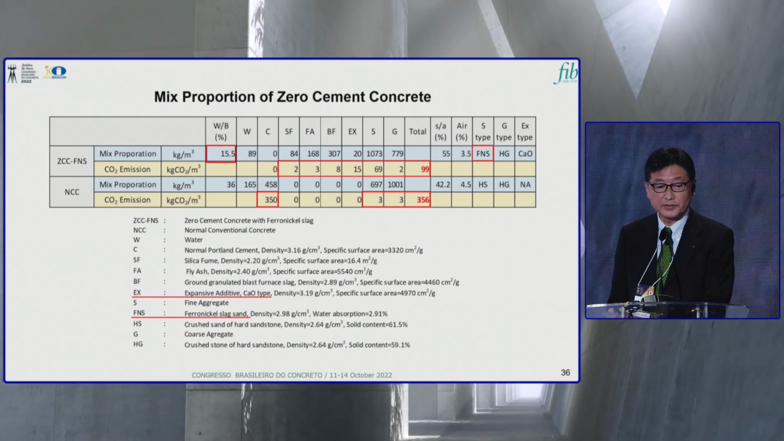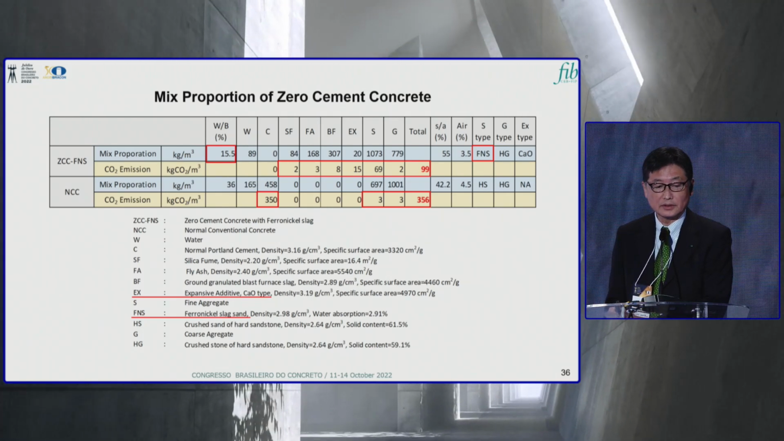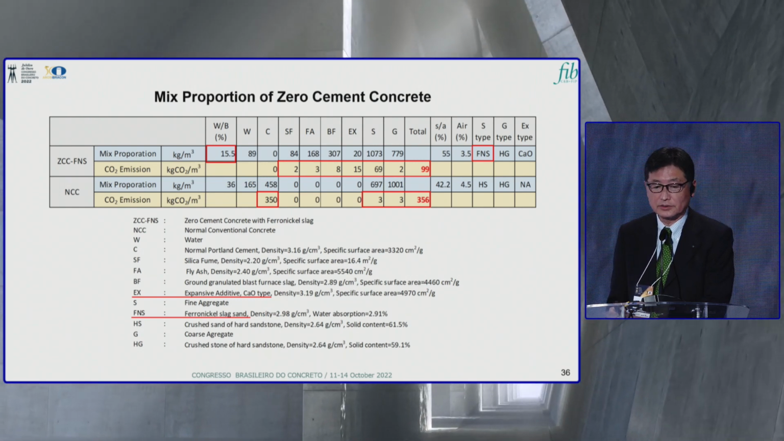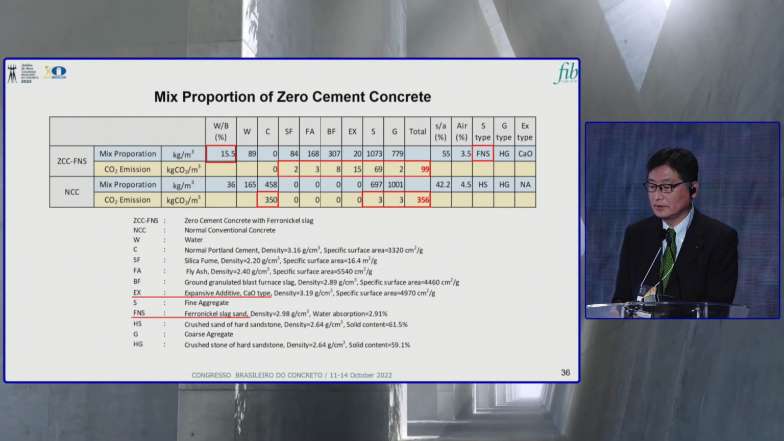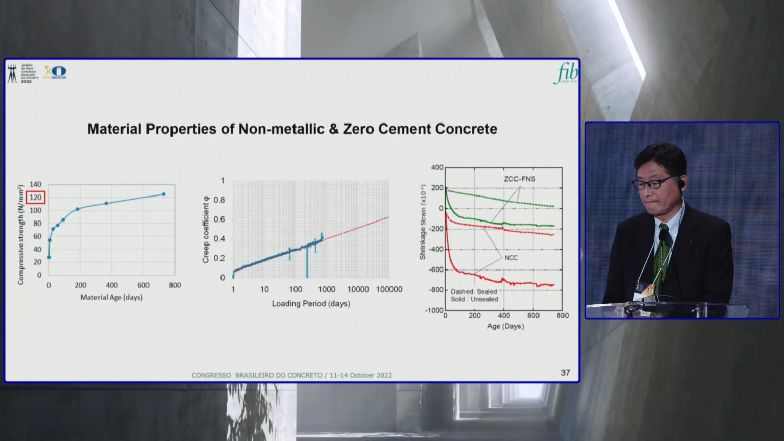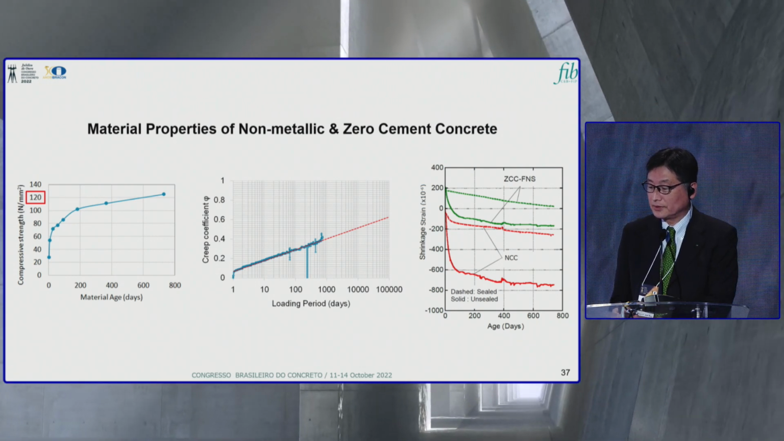This is zero cement concrete using normal sand. But the shrinkage is larger, 400, 500 sometimes. But it is suitable for the precast technologies. And on the right-hand side is shrinkage.